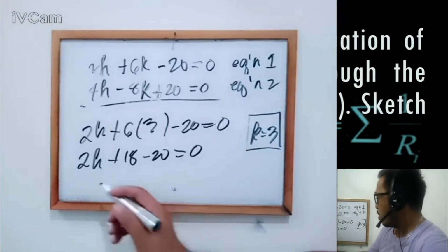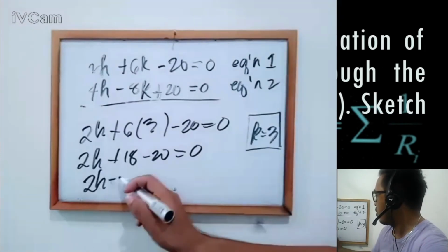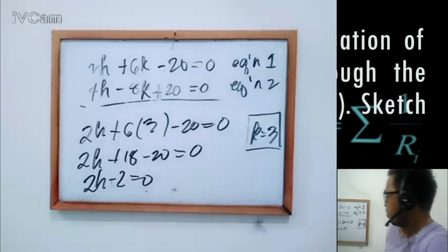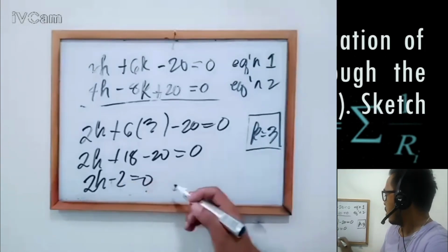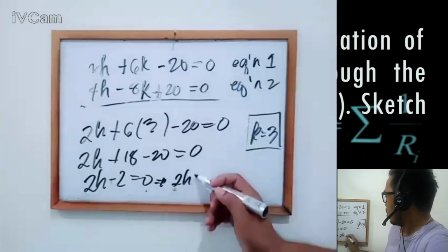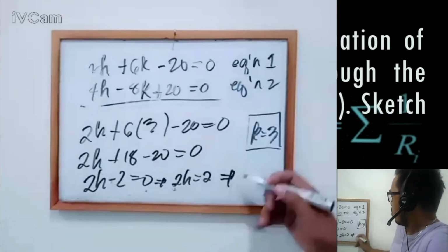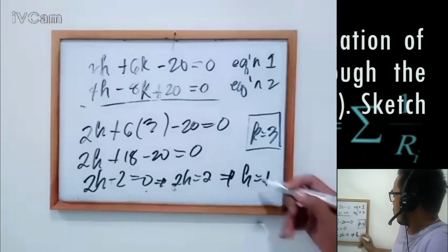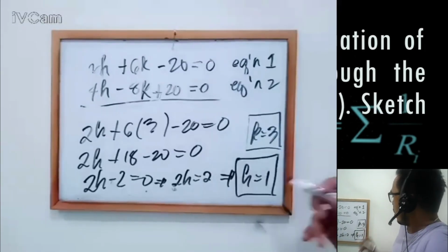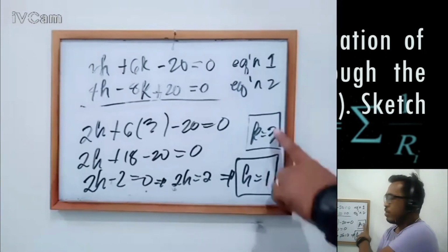So obviously you have 2h − 2 = 0. You transfer 2 to the other side, it will have 2h equal to positive 2. Divide both sides by 2, so your h is equal to 1. So we are done in finding our center. Our center is at the point (1, 3).